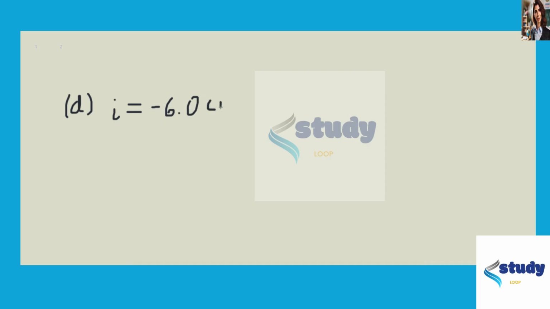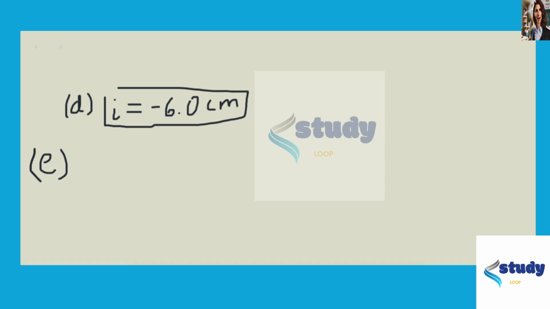And then we're asked some conceptual questions for part E and part F. Part E wants to know if the image is virtual or real, and it also wants to know if the image is upright or inverted. So since i is negative and p is positive, the negative i indicates a virtual image. So we can say since i is negative, the image is virtual.